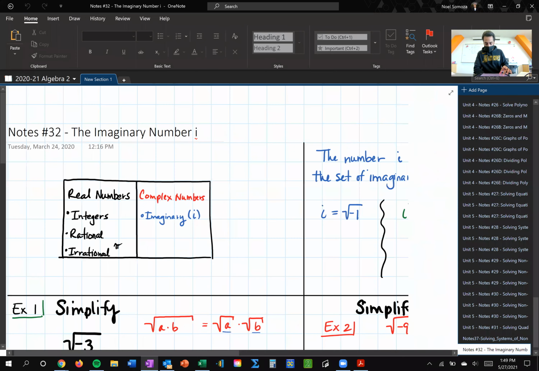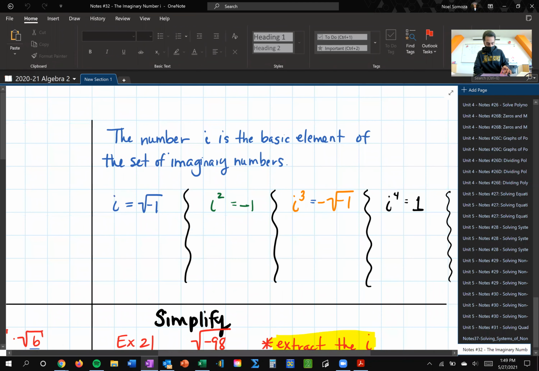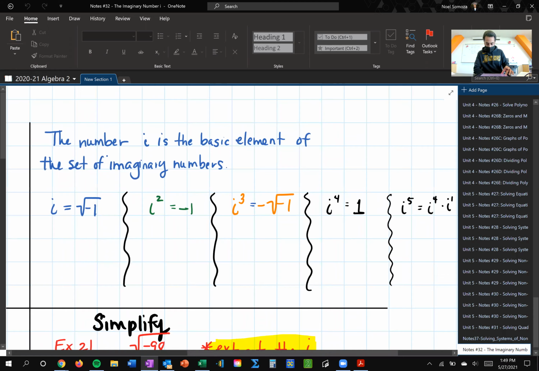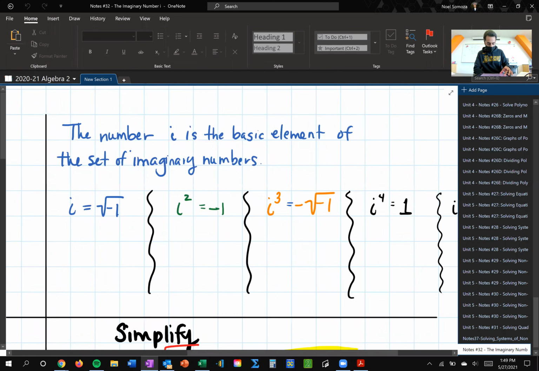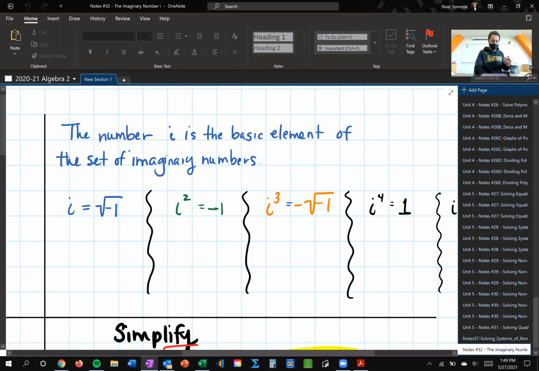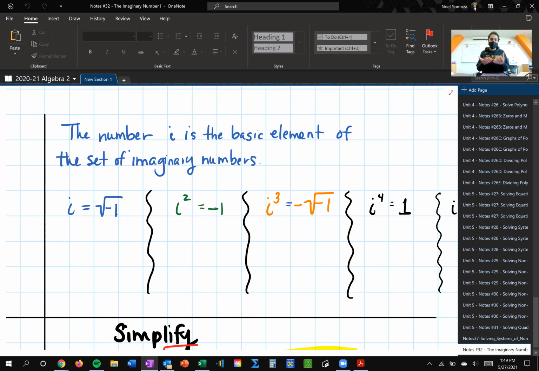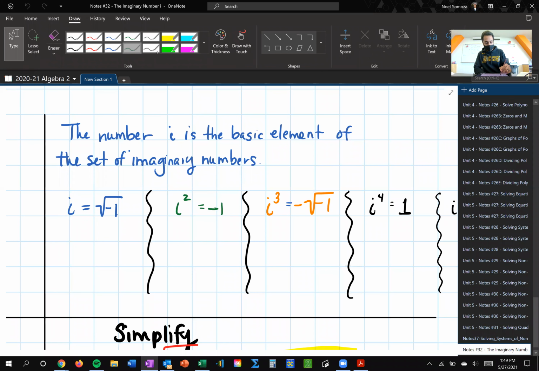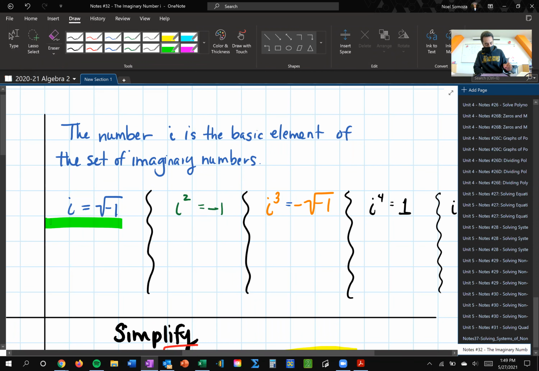So now let's talk about what i is. The number i is the basic element of the set of imaginary numbers. So i is what creates the foundation for all imaginary numbers. The basic definition we have is that i is equal to the square root of -1. That is the definition of i. That is what i is equal to.